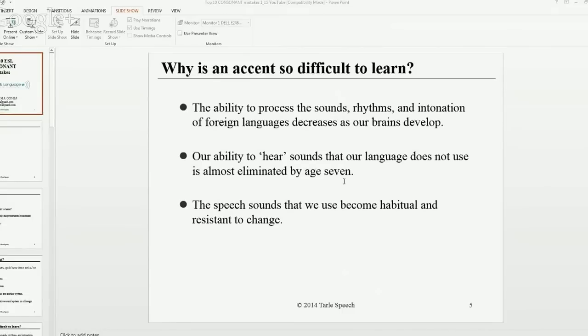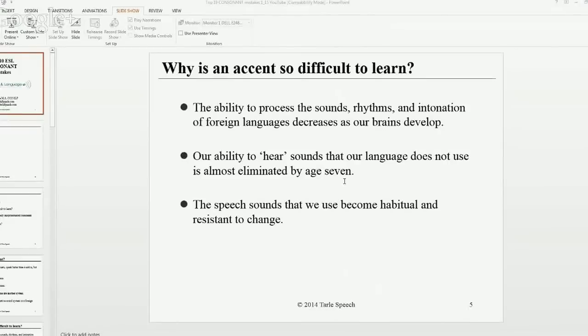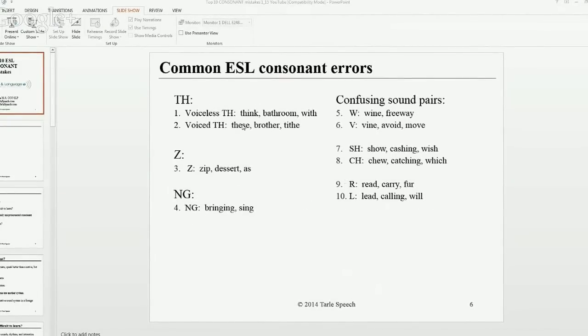So why is an accent so difficult to learn? The ability to process sounds, rhythms, and intonation of a foreign language decreases as our brains develop, and our ability to hear sounds that our language does not use is almost eliminated by age 7. So the speech sounds that we have and learn become habitual and very resistant to change. So these are the main sounds that I hear from almost every speaker of every language. These are the mistakes that I hear in English.